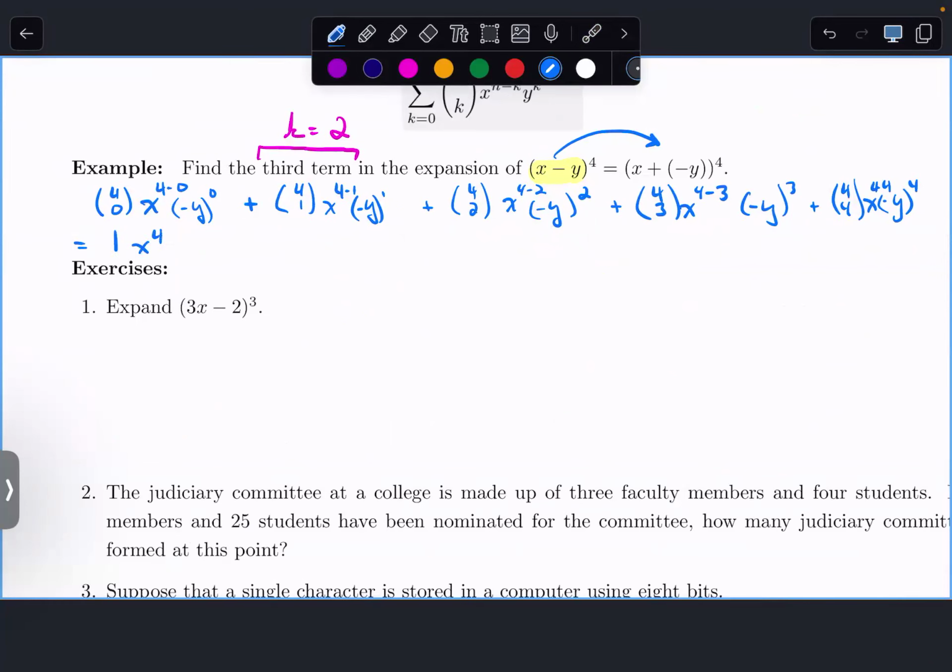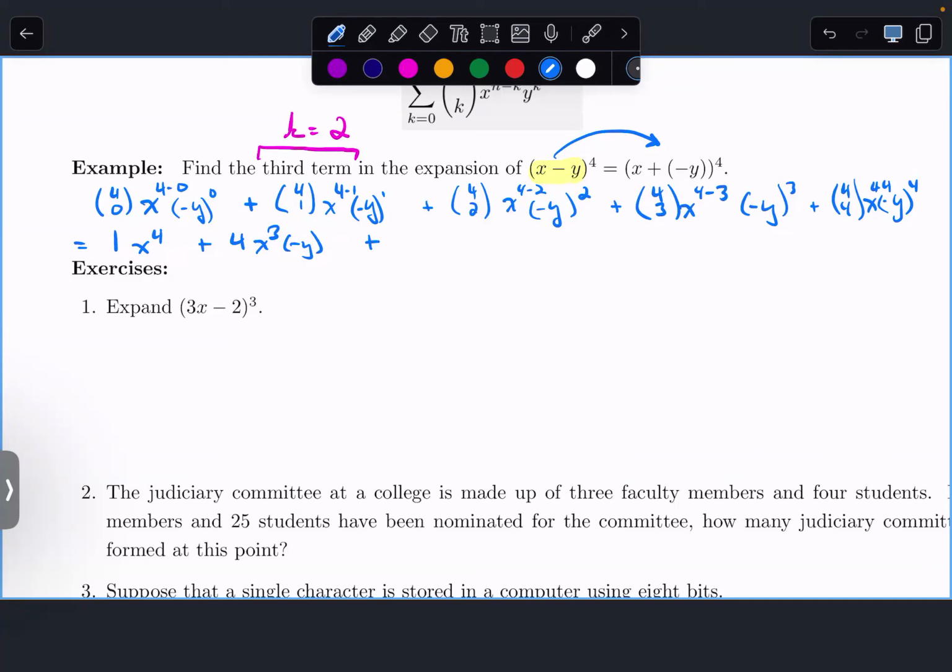x to the 4 plus 4 times x to the 3 negative y to the 1. Negative y to the 1 is just negative y, so maybe I'll just keep it as negative y. You could even float that negative out front and make it subtraction, but I'll just keep it nice and clean for a little bit.